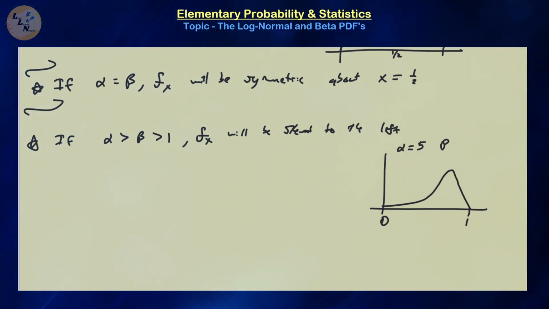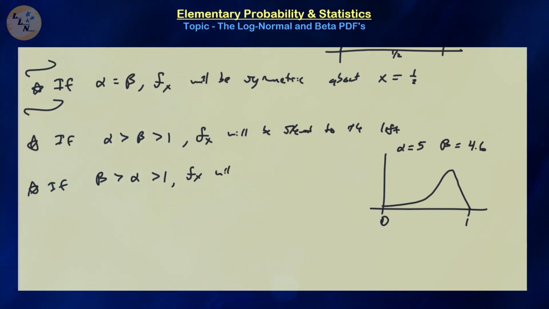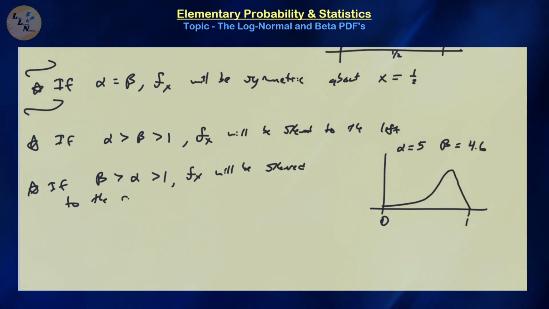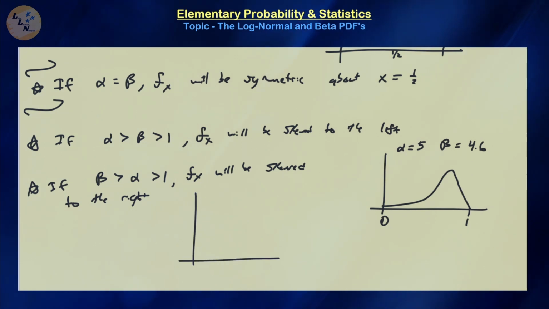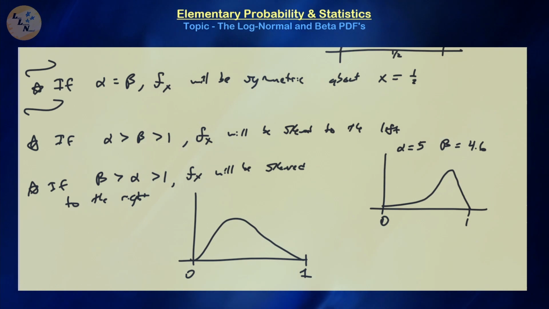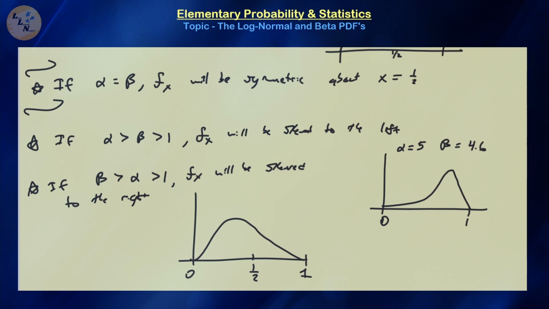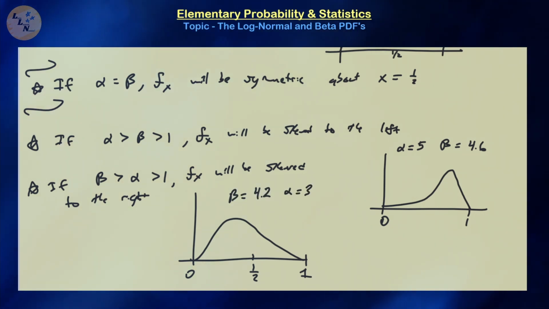So let alpha be equal to 5 and beta be equal to, say, 4.6 or something like that. That would do. And if beta is bigger than alpha and both are bigger than 1, then f of x will be skewed to the right. So if you want a distribution to look something like that, almost symmetric, but not quite. Let's assume that 1/2 is sort of there, so it's slightly skewed to the right. So beta is equal to 4.2, alpha is equal to 3.9, would make that particular thing true.